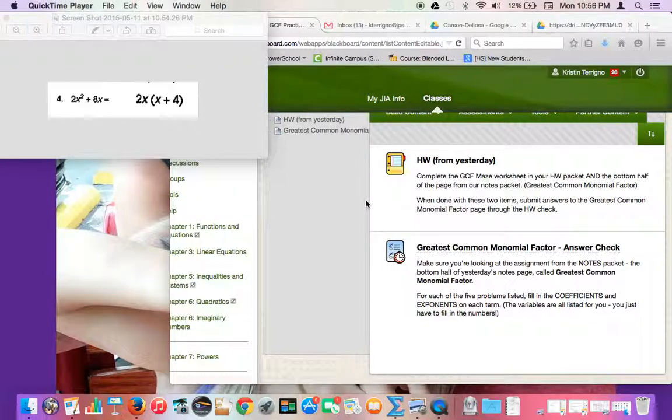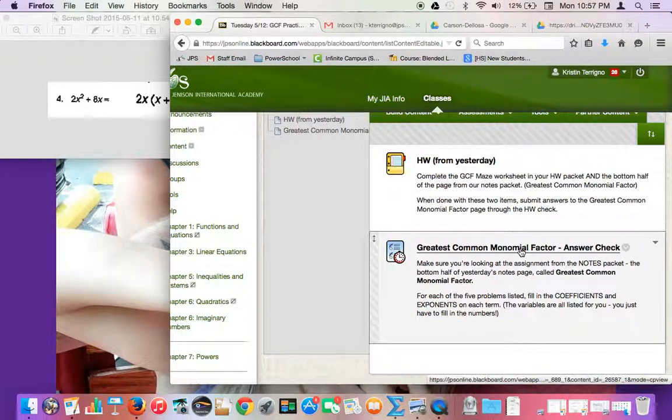Hey guys, so part of your assignment for Blackboard today is to do a short homework check on just that part of the homework assignment yesterday, the bottom half of your notes page. It was called Greatest Common Monomial Factor. So when you go into Blackboard, you'll see Greatest Common Monomial Factor answer check.